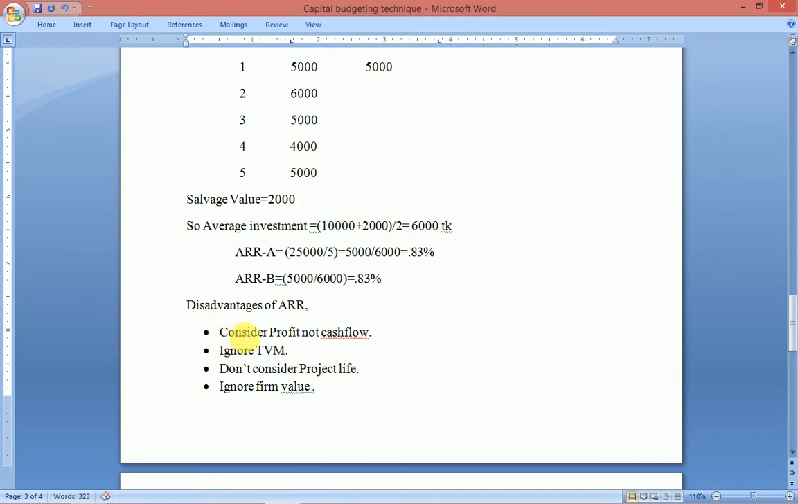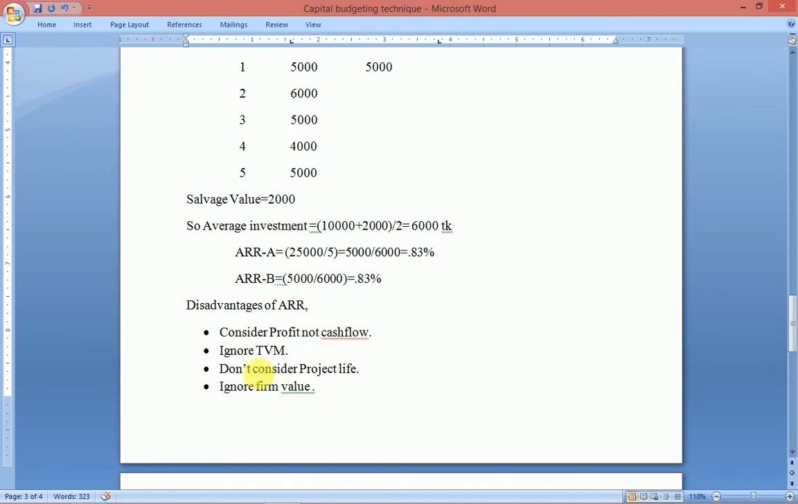The accounting rate of return has some advantages and disadvantages. Firstly, we'll talk about the disadvantages of ARR, because there are more disadvantages than advantages. The first is that ARR considers profit, not cash flow. Profit does not consider the time value of money, and profit has no reinvestment assumption, so there are some problems with profit being considered rather than cash flows.